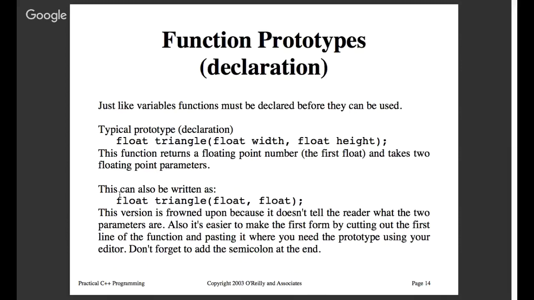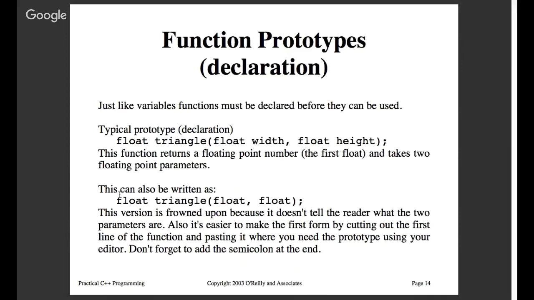Typically what's called a prototype declaration. So here's an example of one: float triangle, float width, comma, float height. This function returns a floating point number, the first float, and takes the floating point parameters. It can also be written as float triangle, float, float. Usually frowned upon here because it doesn't tell the reader what the parameters are for. Even though the variable types are there, it doesn't help the reader, or the programmer really, down the stream.